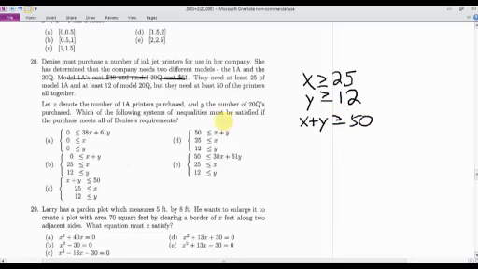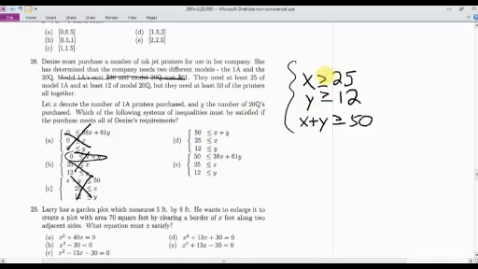So which of the following represents these three? Well, not this one. Not this one. Because here, you can see how that's not the same. X plus Y is less than or equal to 50. Kind of close, but we need X plus Y to be greater than or equal to 50. This is less than 50. It's not that one.